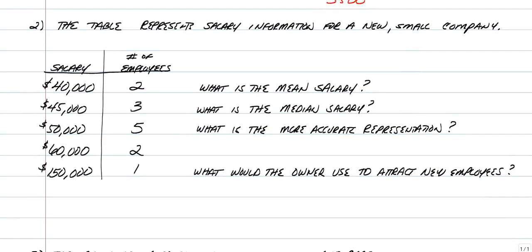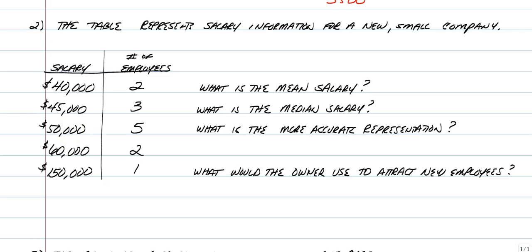This table given for number 2 represents the salary of a certain number of employees that are in a new small company. So in order to find the average, if you were to add this all together by hand, you would have to use 40,000 plus 40,000 for the 2 employees, and then plus 45,000 plus 45,000 plus 45,000 for the 3 employees, or you can use your graphing calculator, similar to what I showed you on how to create a box plot, where you can type this information into L1. So you would type 40,000, 40,000, 45,000, 45,000, 45,000, 50,000, 50,000, 50,000, 50,000, 50,000, 60,000, 60,000, and then 150,000.